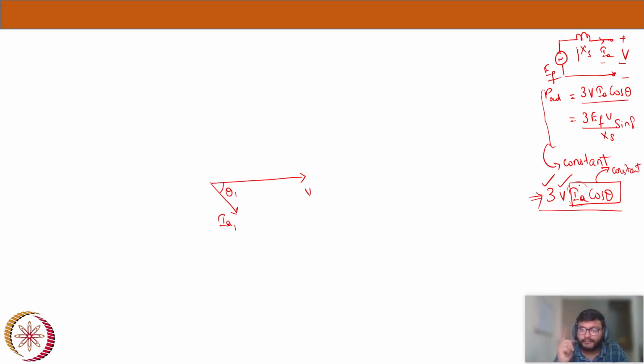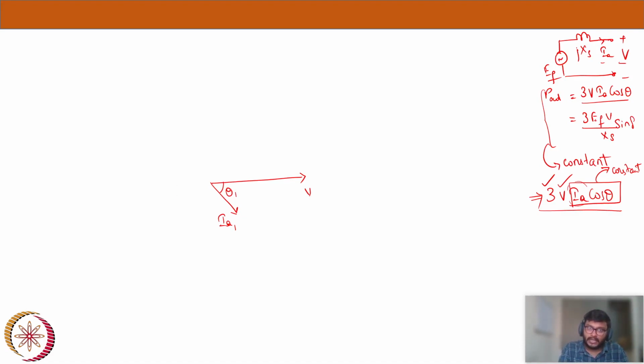Now, for whatever field current you give, this product IA cos theta should be constant, because my output real power delivered to the load is kept constant. That is clear. In other words, we understood that IA cos theta should be constant. But seeing the figure, can anyone tell what exactly is IA cos theta?